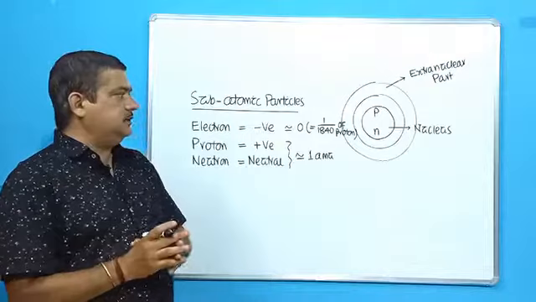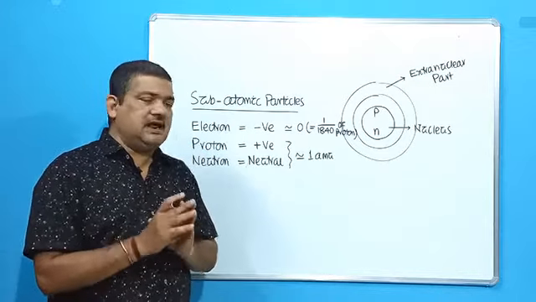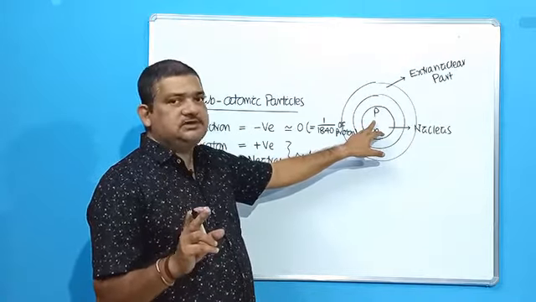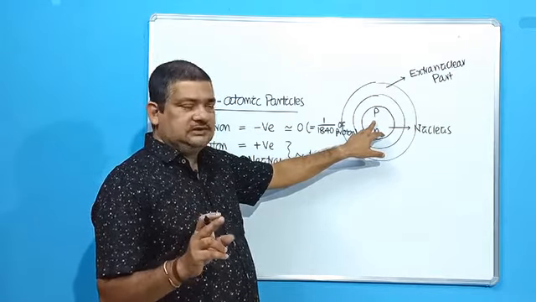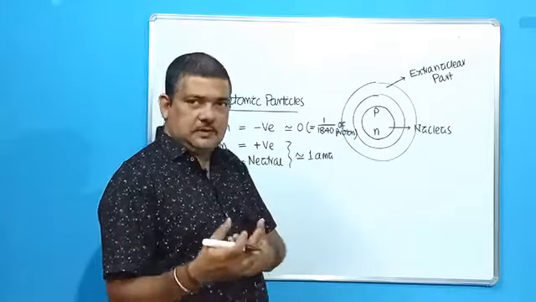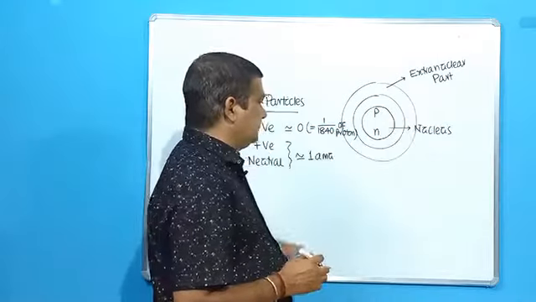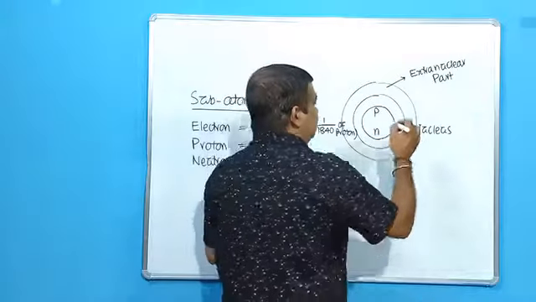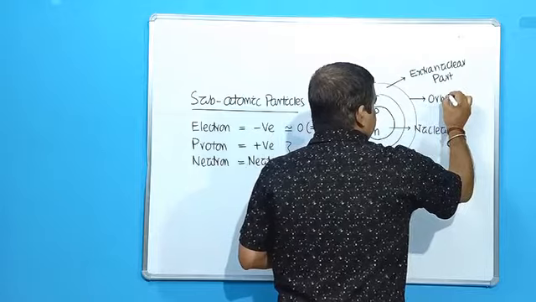So, as per Rutherford's model, the atom is broadly divided into two parts. The center, where the whole mass of the atom is concentrated, is called nucleus. Beyond nucleus, the part is known as extra nuclear part. The extra nuclear part has fixed circular paths. These fixed circular paths are called orbits.